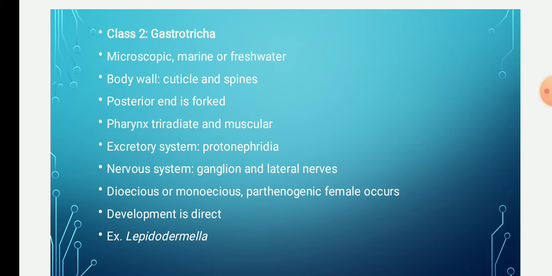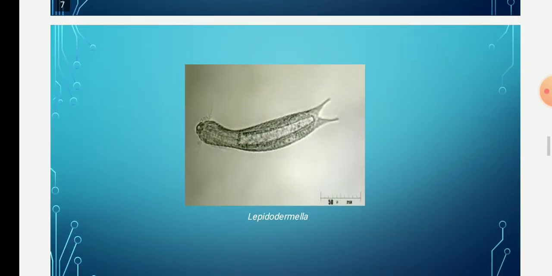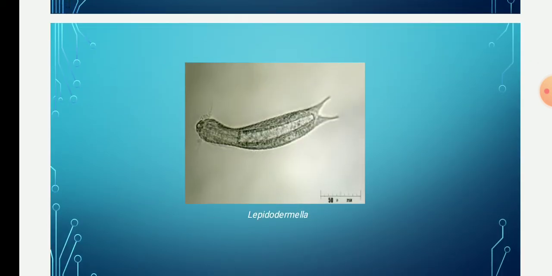Some females in marine and freshwater forms will show parthenogenesis, that is, reproduction without fertilization. And the newly hatched young ones look like the adult ones. So the development is direct, with no intermediate larval forms, and the hatched young ones look like the adult. An example is Lepidodermella. This is the picture of Lepidodermella.